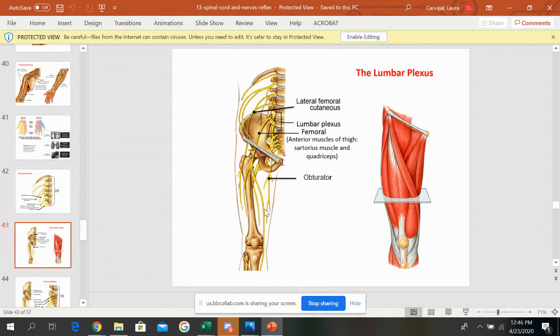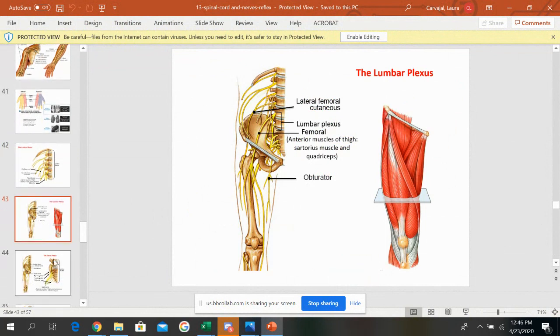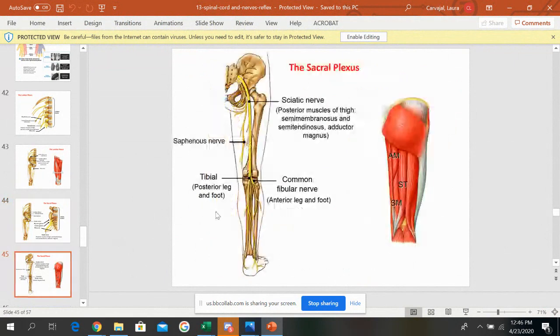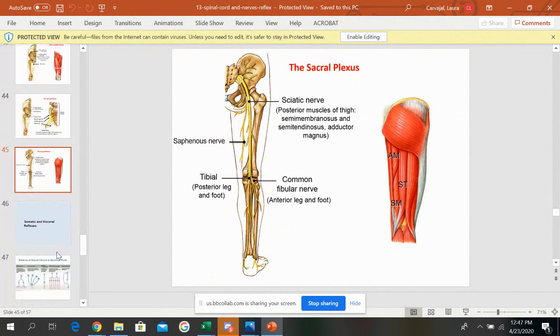The lumbar plexus, you know your obturator, your lateral femoral, your femoral, so this nerve right there. And you need to know your sacral plexus, you need to know your sciatic nerve. Know that your sciatic nerve literally travels down your leg to the very bottom. It's a very important nerve. It's a really big nerve. It innervates all of your leg. And that's pretty much it.